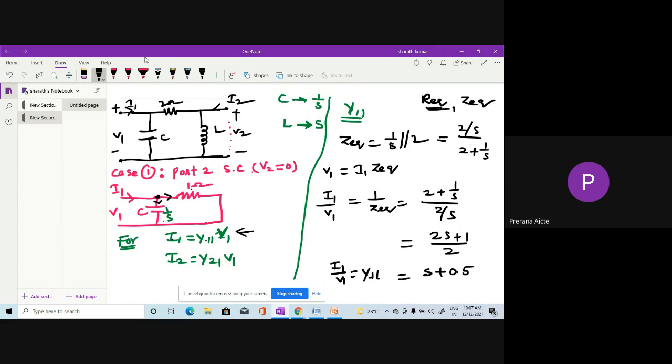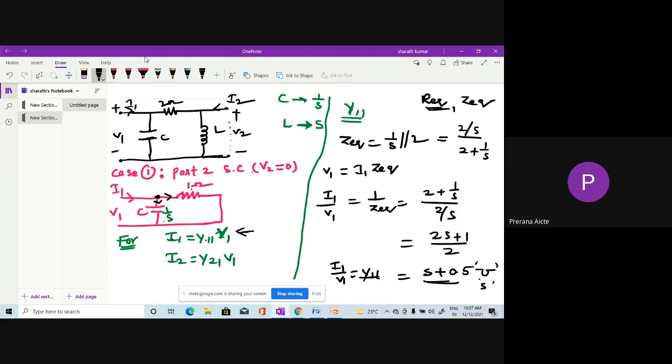So this is I1 by V1, that is equal to Y11. Of course, it is an admittance. The admittance formula is the ratio between current to voltage: I by V, I1 by V1, Y11. Admittance units are mho or siemens. Yes, 1 plus 0.5. See how simple it is without going for different conversions and all those things, right? You got Y11. Next we will go for the next parameter.